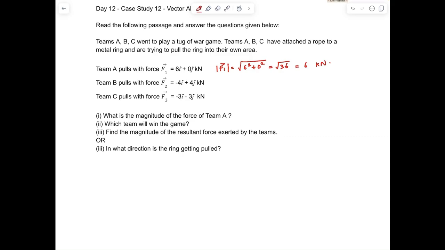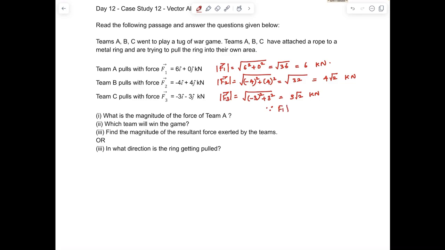Second subdivision, which team will win the game? To get this, we have to get the magnitude of F2 and F3 also. Magnitude of F2 is equal to square root of minus 4 square plus 4 square, which is equal to 32, that is 4 root 2. Then magnitude of F3 is equal to square root of minus 3 square plus 3 square, which is 3 root 2 kilonewton. So comparing the magnitudes of F1, F2, F3, we see F1 is the greatest.